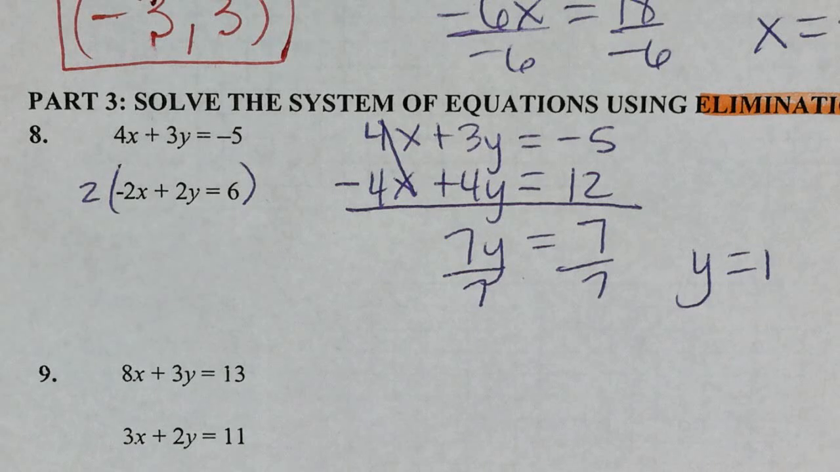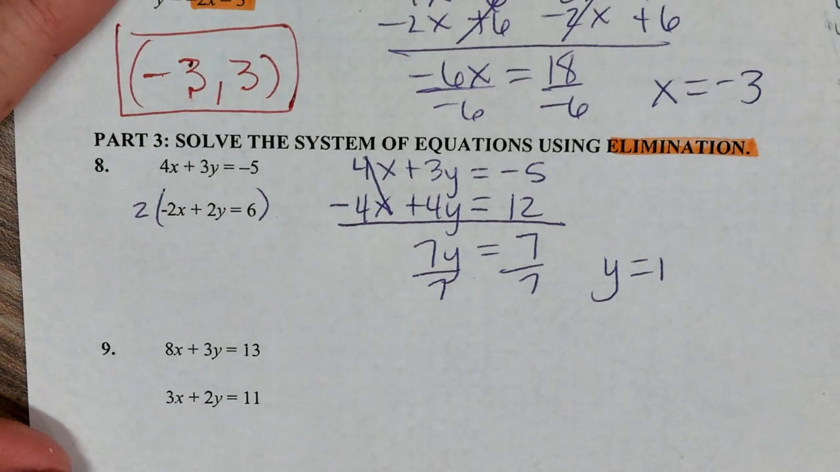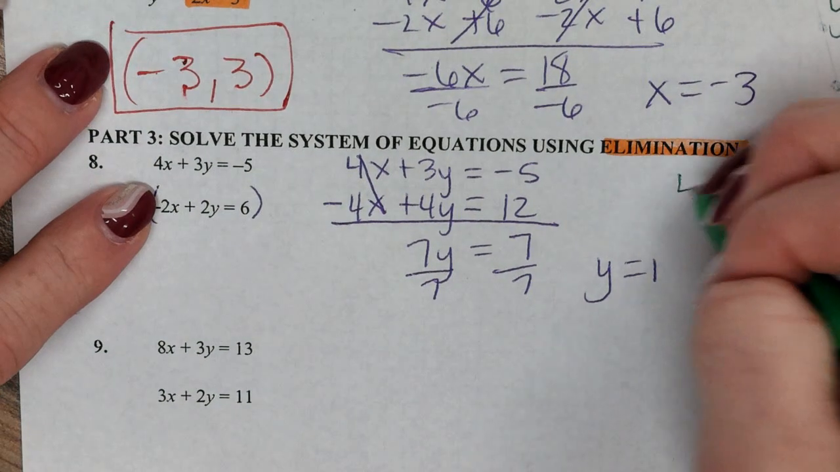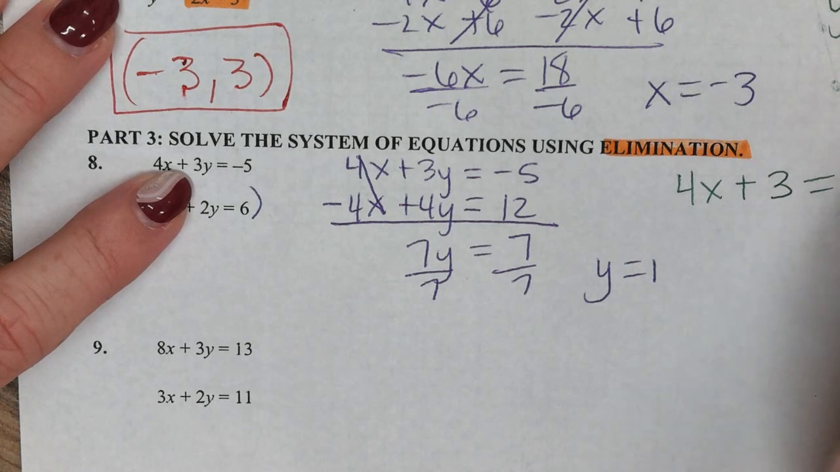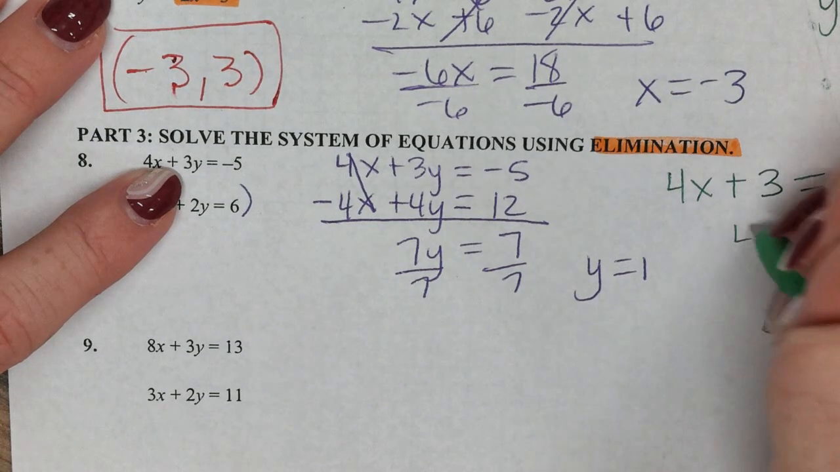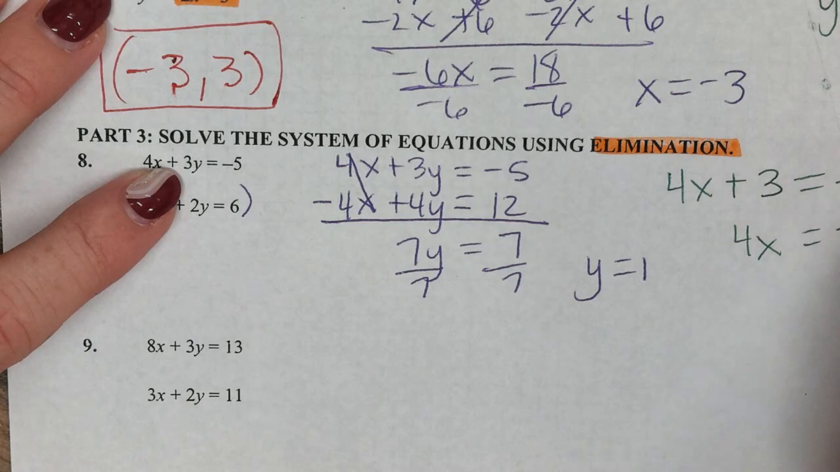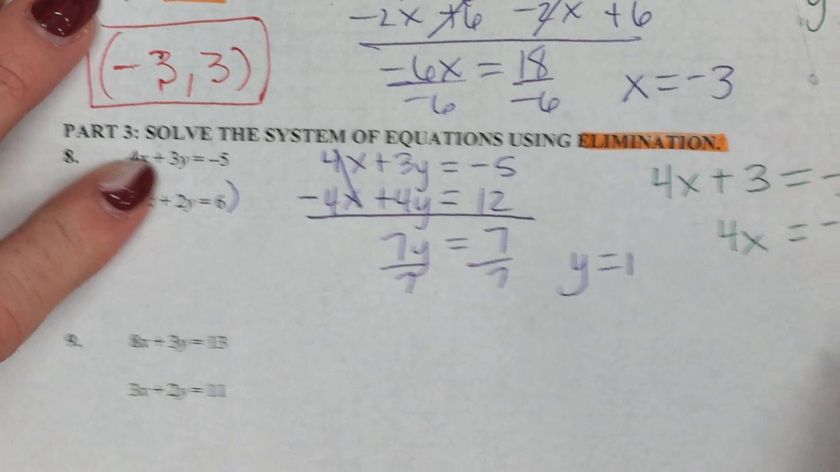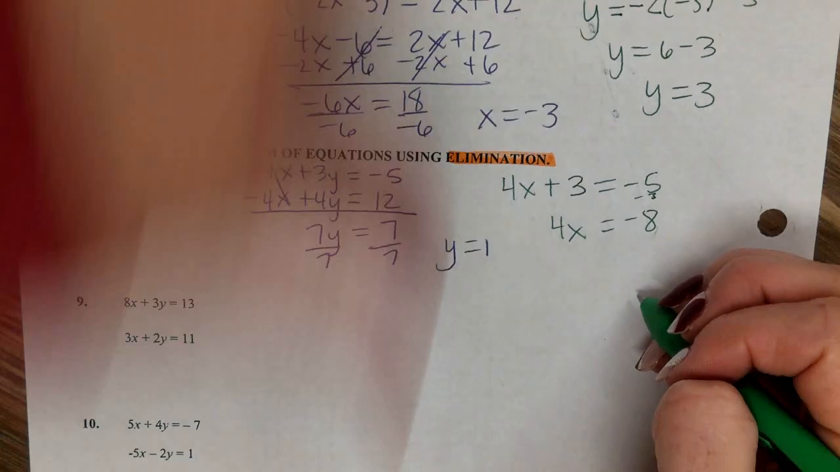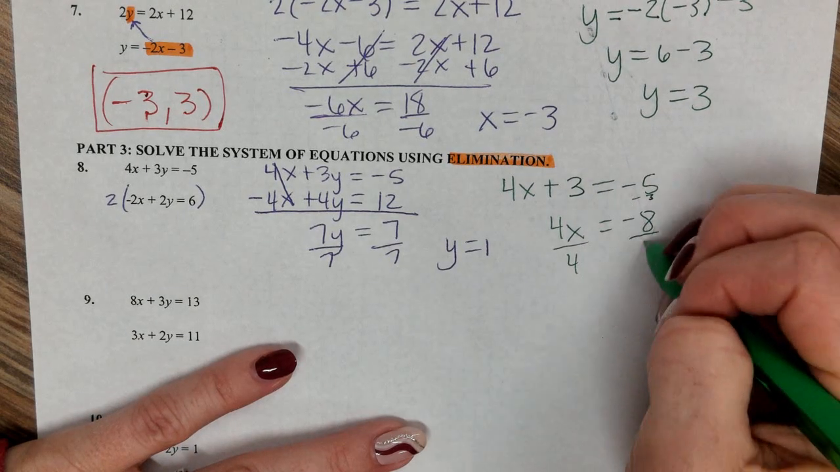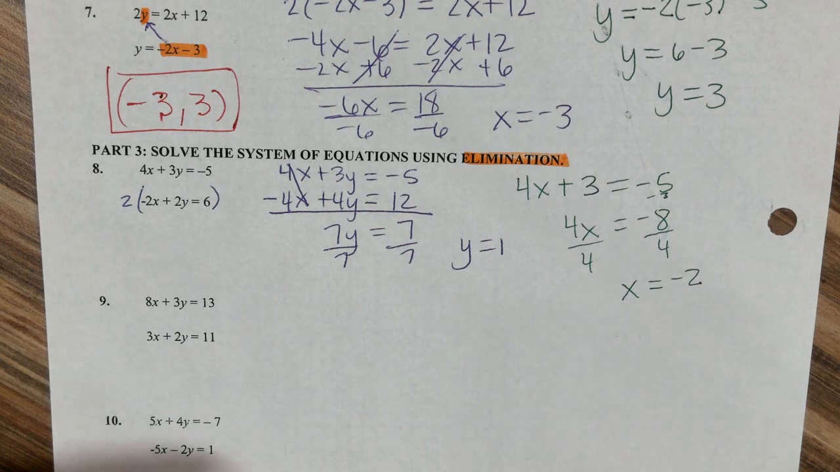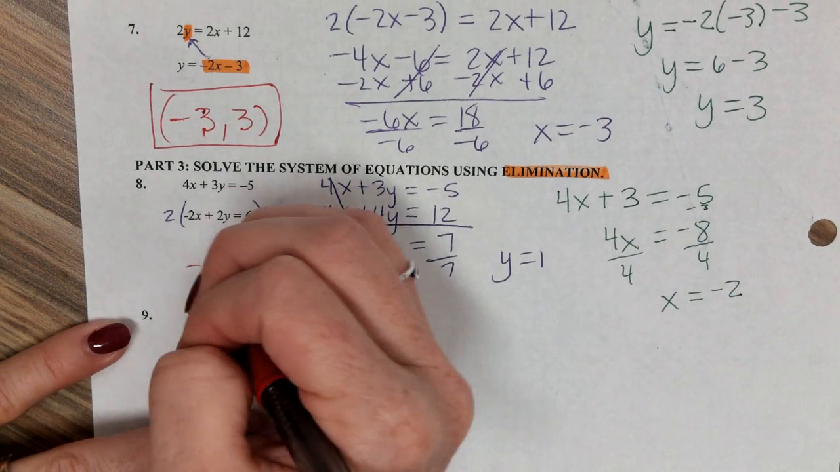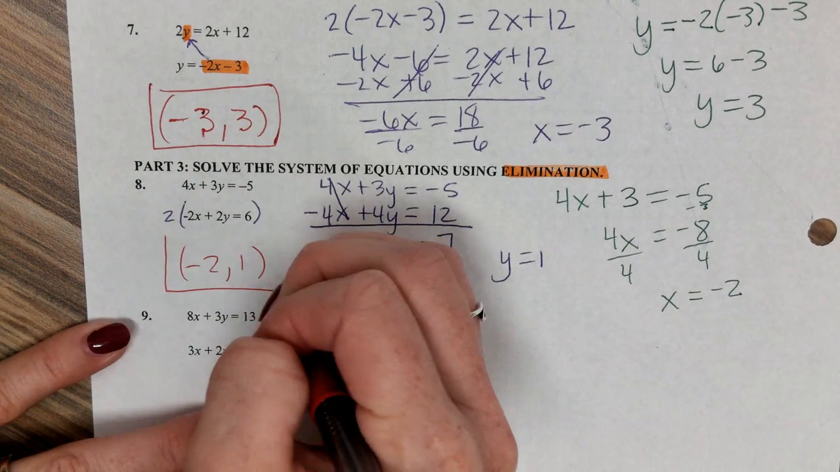And then pick an equation to plug in for. I'm just going to use the top one. So I have 4x plus 3 times 1, which is just 3, equals negative 5. So 4x equals negative 8 because I would subtract 3. And divide by 4 and you get x is equal to negative 2. So my coordinate is negative 2, comma 1.